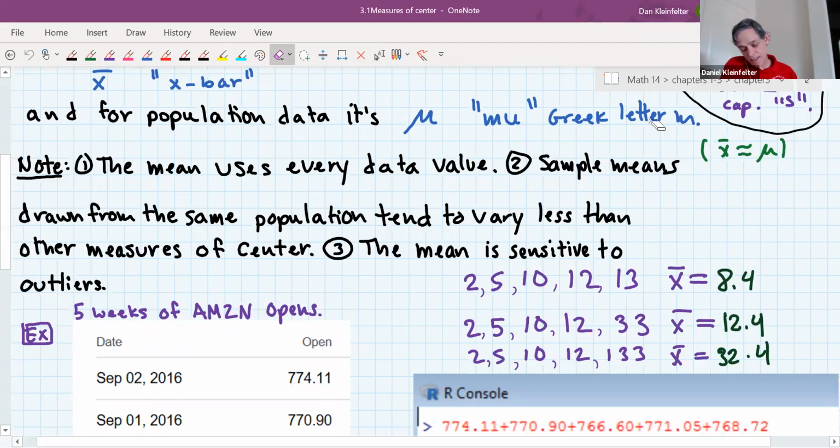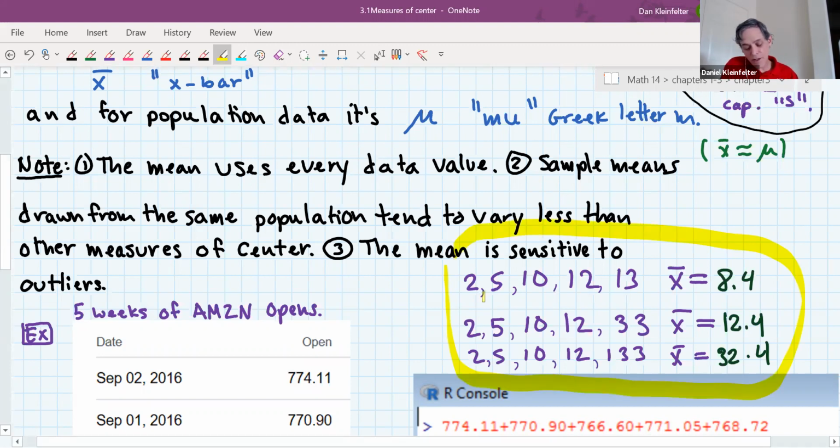So when we say that it's sensitive to outliers, that means that if we have one or a couple of values that are outside the range of the bulk of the values we have, then that's going to greatly affect the mean. Here is an example kind of towards your right. Here we have values 2, 5, 10, 12, and 13 at first. And then for the next two data sets, I've kept the first four values the same, but we've made the largest value 33 and then 133.